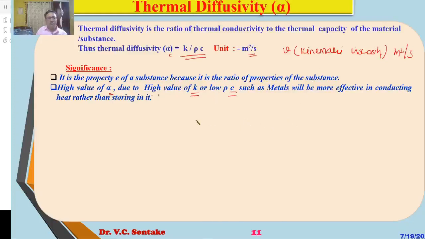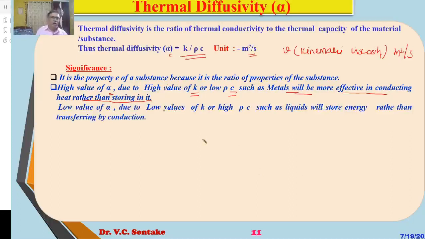Now, what is the significance of a high value of alpha? For example, metals have high thermal conductivity and low value of rho C. So their alpha value will also be high. So what does it mean? Metals will be more effective in conducting heat rather than storing it. So a high value of thermal diffusivity means the material will be more able to conduct heat rather than storing it.